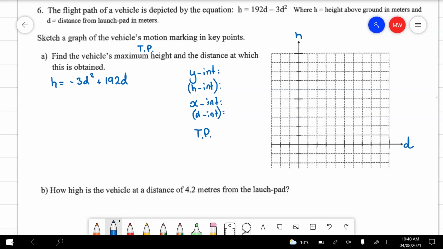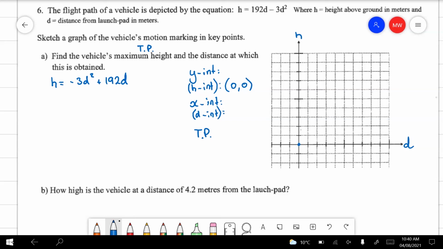First of all, I'm going to go looking for my y-intercept. Now I can see that there's no constant on the end, it's missing. That means that it's 0. So my y-intercept, h-intercept, will be 0, 0. That's going to be down here.